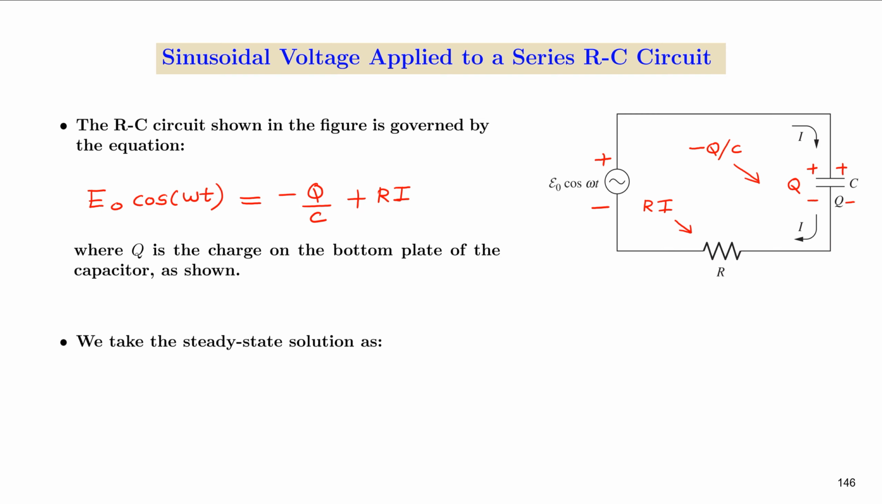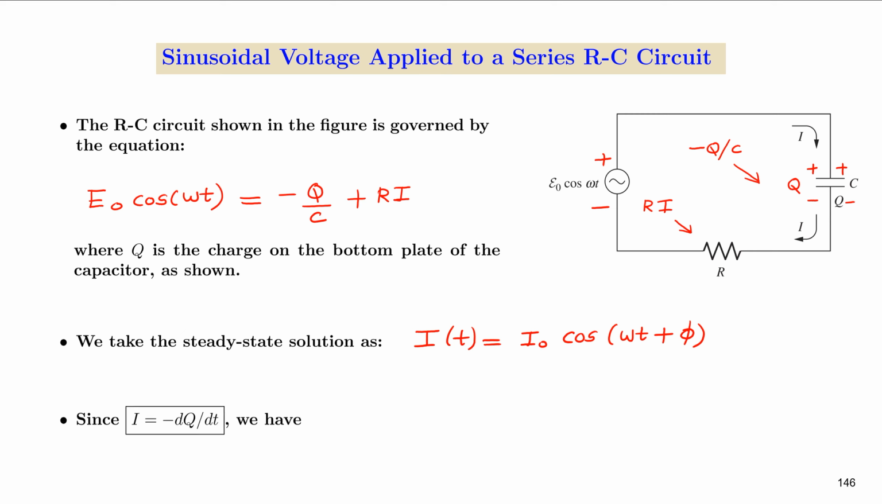Let us take the steady state solution of the current as I(t) equal to I0 cos(omega t plus phi), where phi is the assumed phase angle between the input voltage and current. We know that current I is nothing but minus dq divided by dt. Therefore, the charge q equals negative of the integral I dt, and that is equal to negative of I0 over omega sin(omega t plus phi).